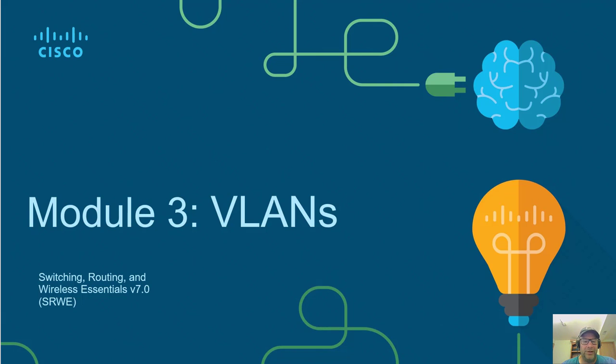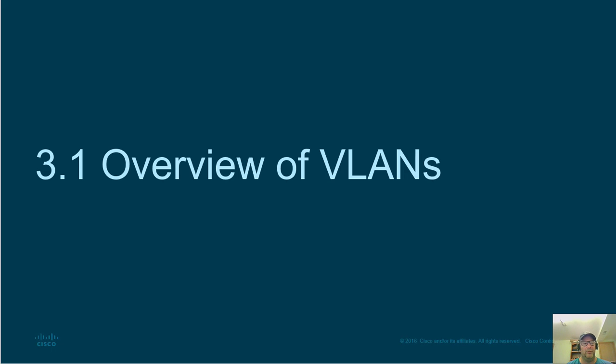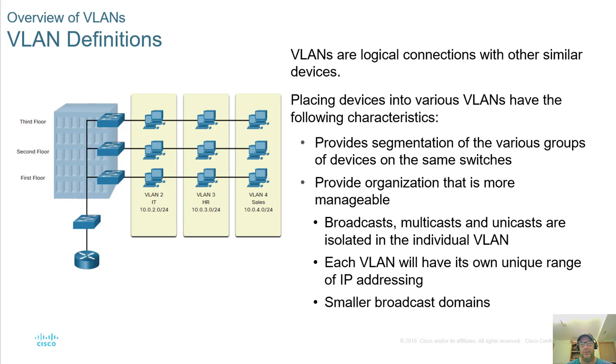CIT 1122, Module 3, VLANs. In this section, we have a few different parts. The overview of what a VLAN is, how to set up VLANs in multi-switched environments, how to configure a VLAN, VLAN trunking, and the protocol that manages the trunks, dynamic trunking protocol, DTP. Let's take a look at the overview of VLANs first and get into a nice slide.